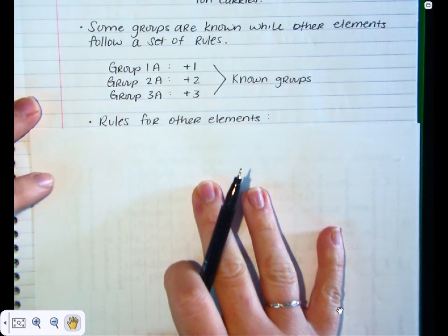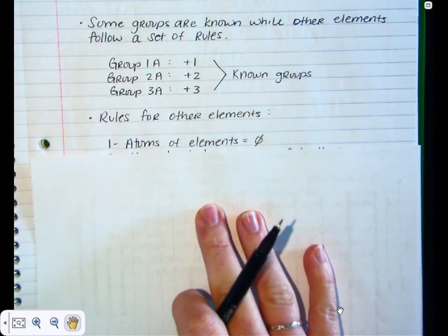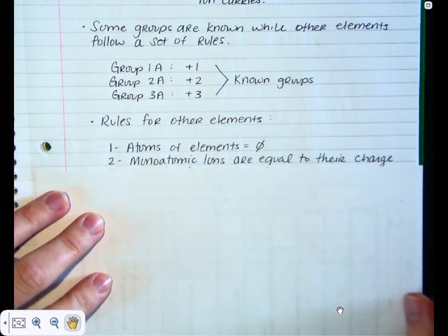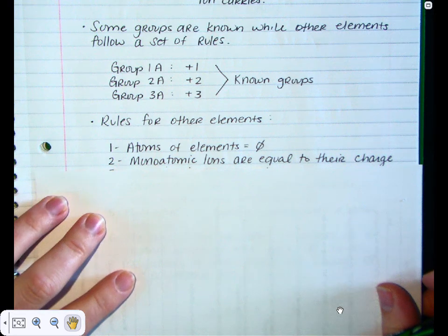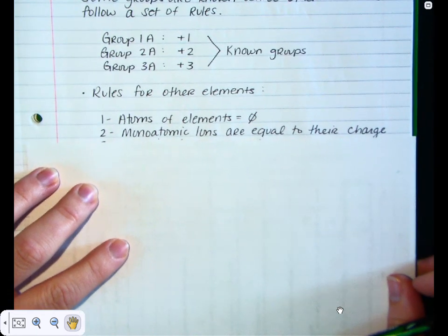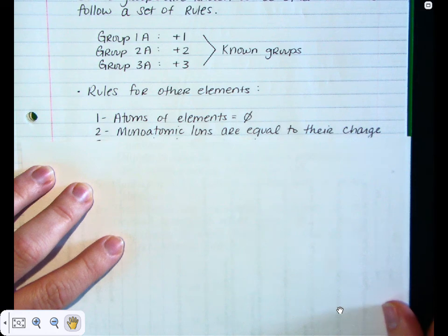So the rules for our other elements include atoms of elements are always going to be 0. Protons and electrons are equal, so they have no overall charge. Monoatomic ions are equal to their charge. So if it's, say, for example, N-3, that nitrogen is going to carry a -3 charge. If it's a Zn+2, that particular zinc is going to have a +2 charge. So basically, if a charge is given, that's what the charge is for an element.